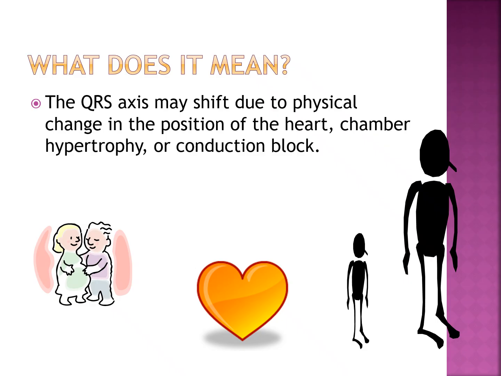The QRS axis is going to shift basically due to the position of the heart or the size of the heart, or if there's a conduction block of some sort. Imagine a tall, skinny person: their heart is going to kind of drop down a little bit, whereas a pregnant or obese person's abdomen is going to push up into their chest and maybe push their heart over to a different axis. And then, of course, a conduction block changes the way that the electrical activity travels, so that produces an axis change.